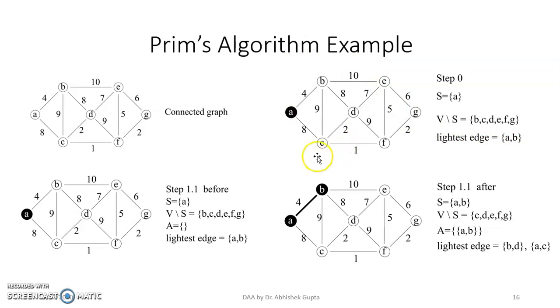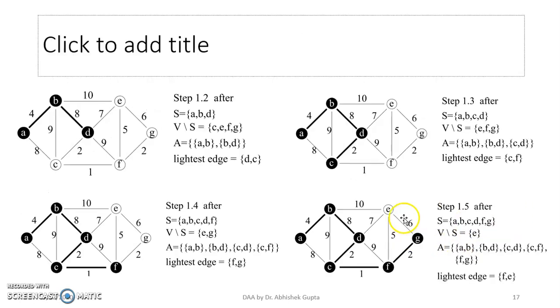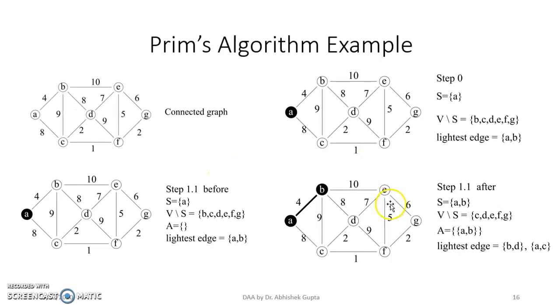However, in this complete graph, the lightest edge is CF, right? But here we have to take only that edge which is connected through the already traversed nodes. Here the already traversed node is A, so the connected lightest edge is this AB 4. That's why we have chosen this one, right? So here it is written we have traversed A and B, right? And you can see A and B over here.